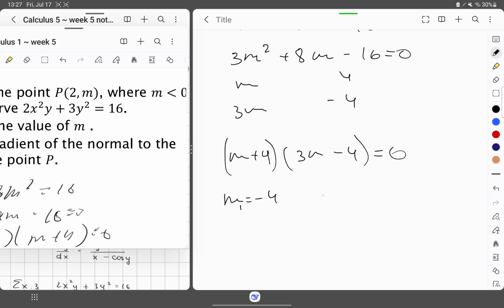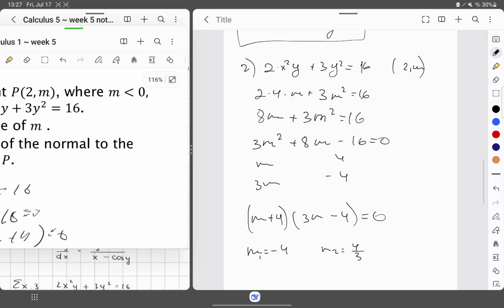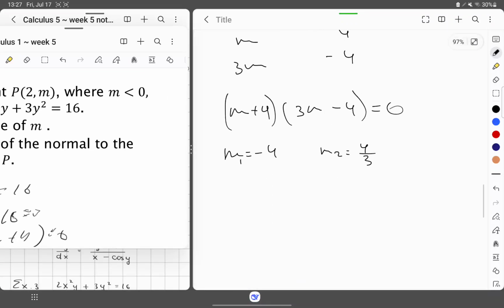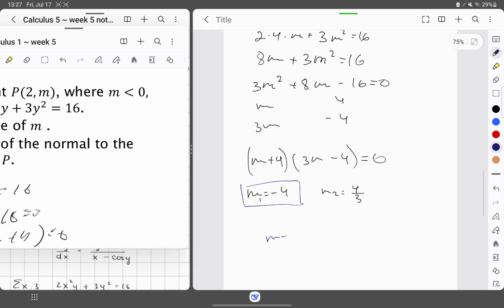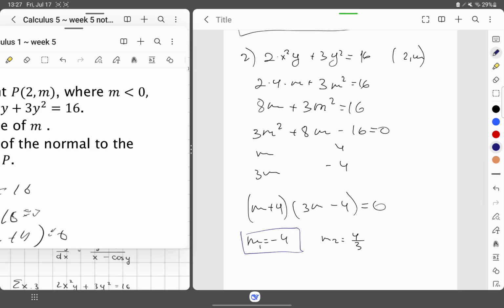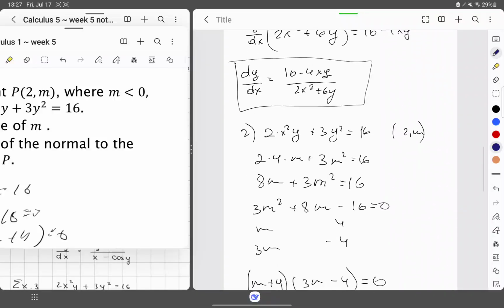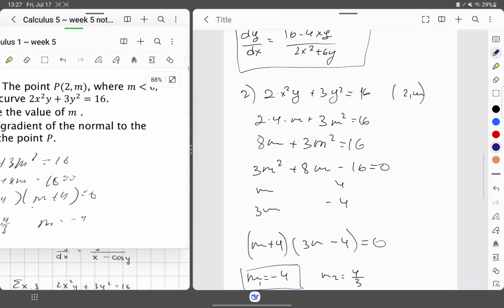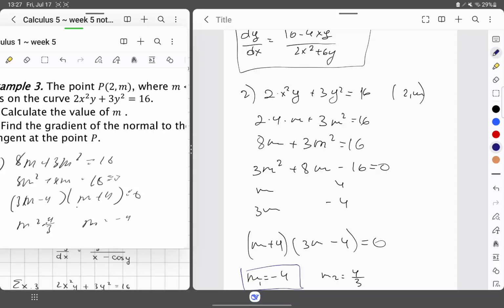m1 equals negative 4, m2 equals 4 over 3, and that is where m is less than 0. So less than 0 is this one. So our m is negative 4. All right, and that's it. Is that the gradient of the normal at a point? Gradient is this one. If we are being asked to find a gradient, it means that we need to find a derivative. The value of m must be easy for me to find the first one, but I don't know why I didn't. So let's check it.